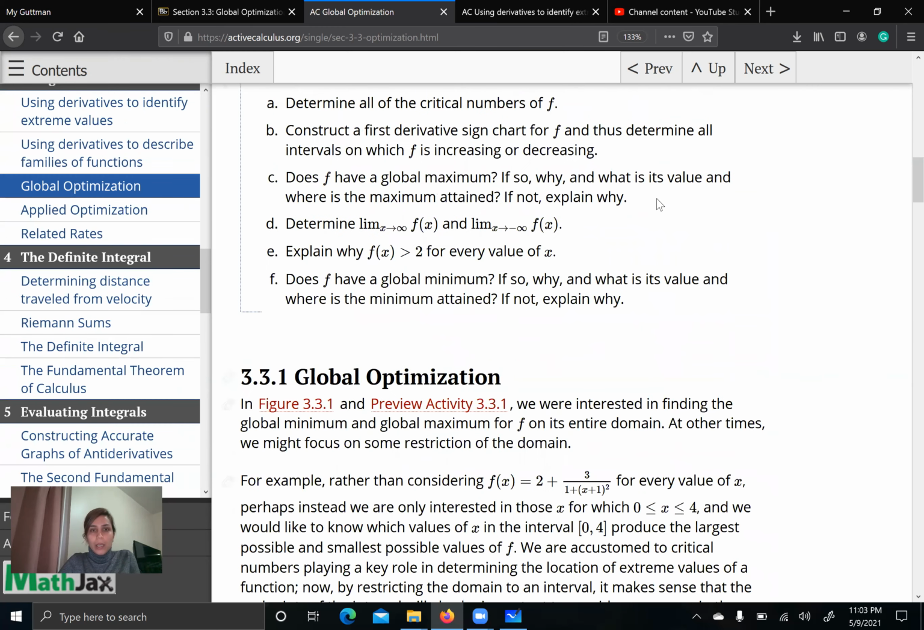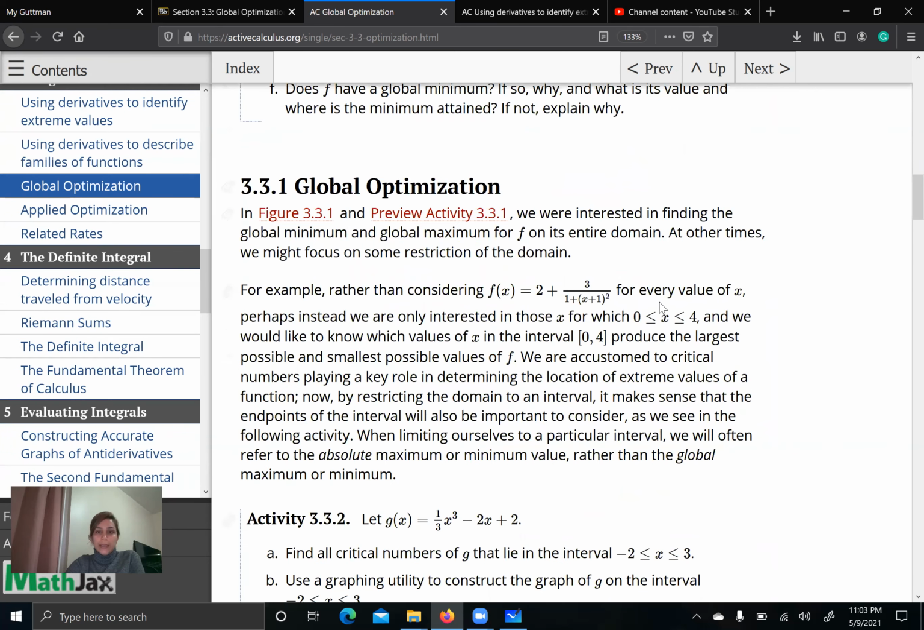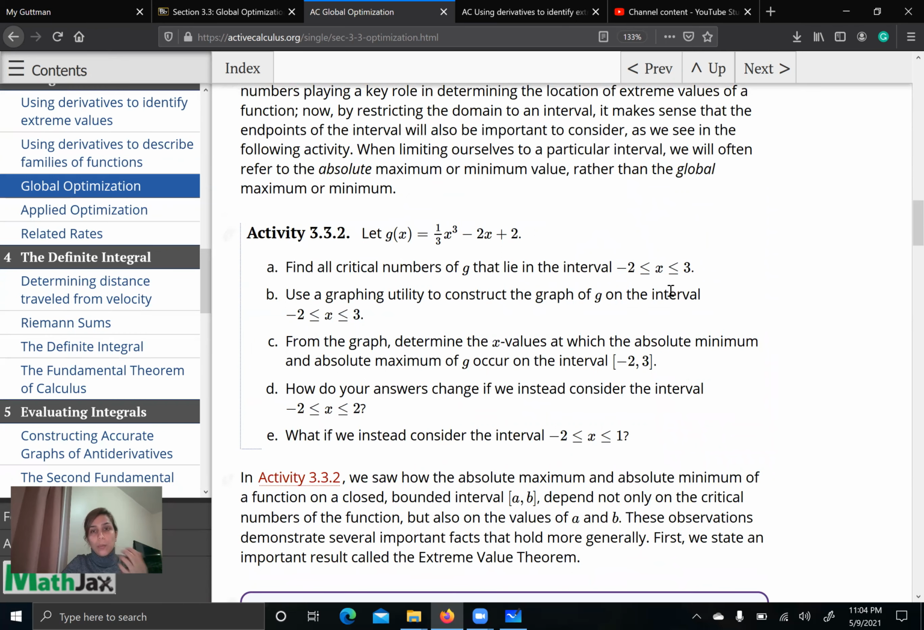Now we know how to determine the local ones. We learned the second derivative test and first derivative test, and we saw examples of how to use them in order to determine the local ones. Now let's talk about global ones. How can we determine global, absolute extreme values?